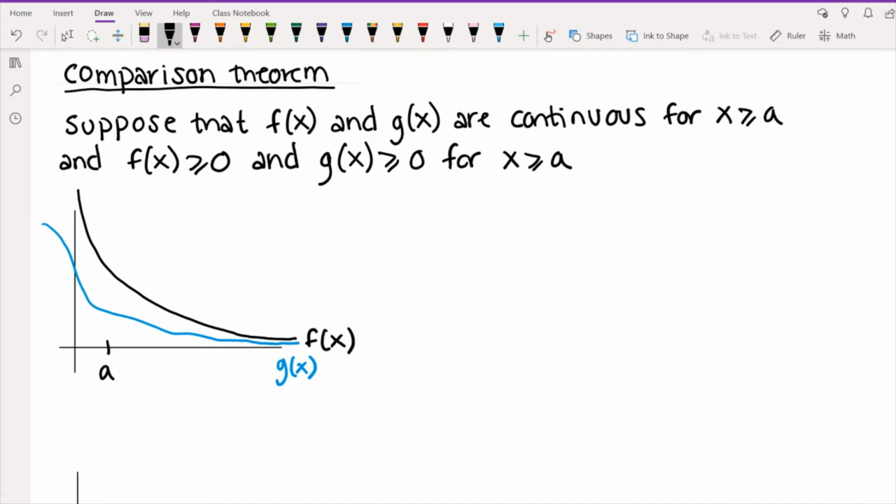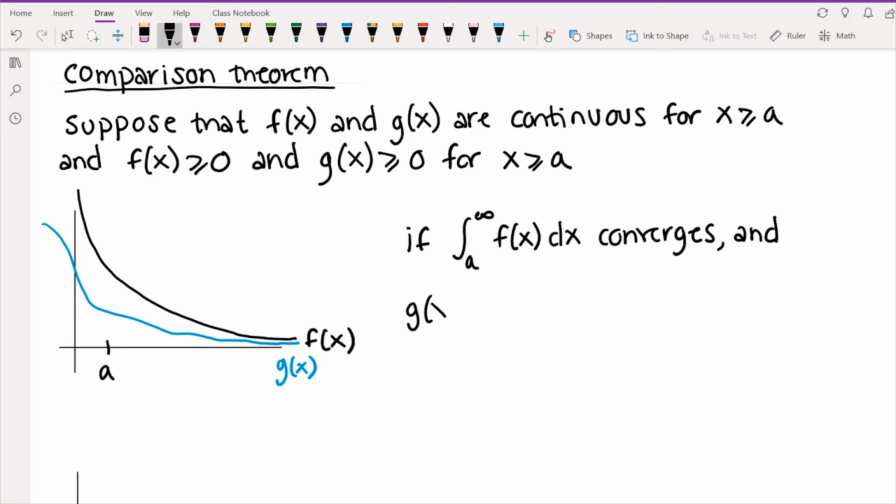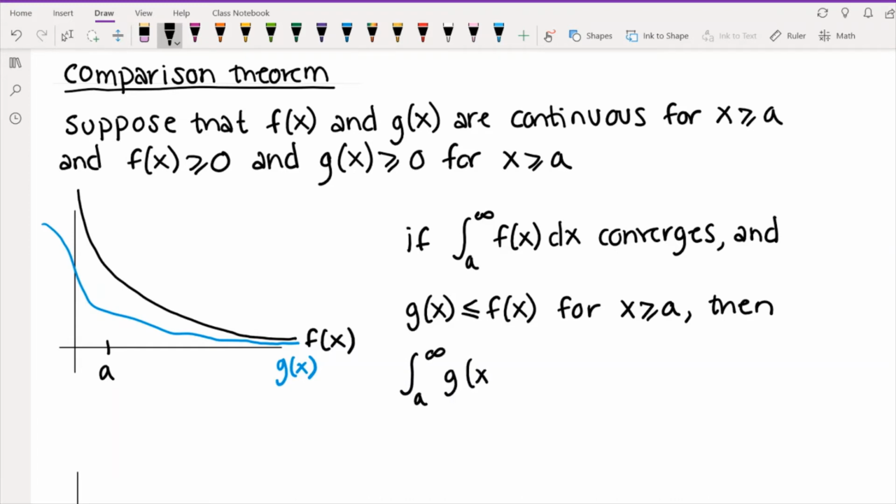So what the comparison theorem says is that if the integral from a to infinity of f of x dx converges, and g of x is less than or equal to f of x for x greater than or equal to a, then we know that the integral from a to infinity of g of x dx also converges.